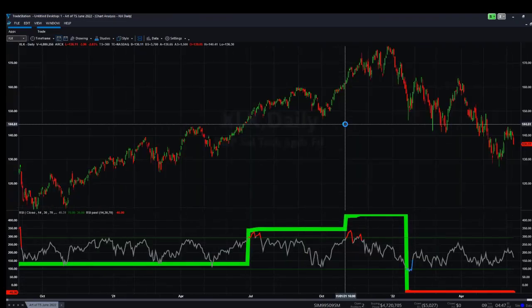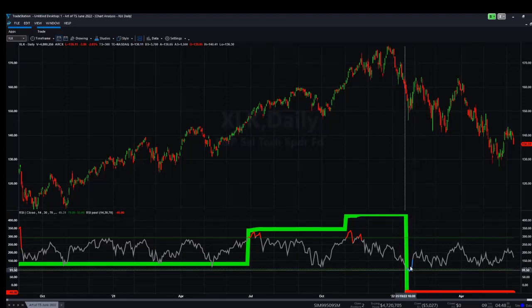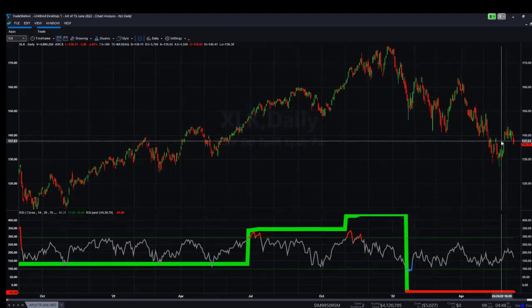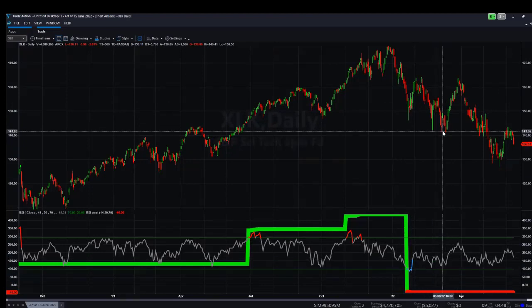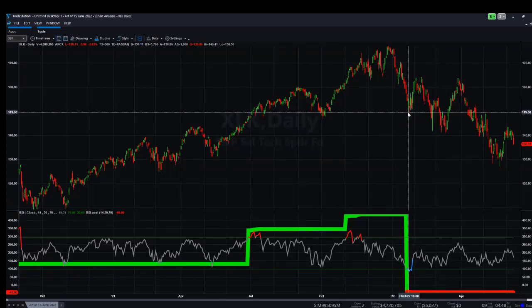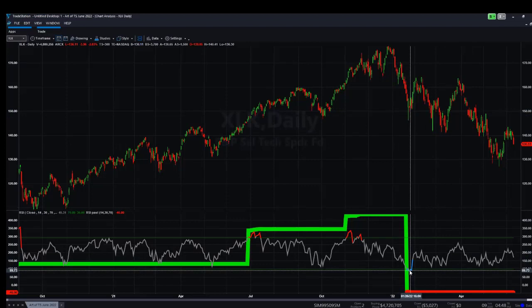XLK is a technology ETF. What's interesting about this is XLK dropped to an oversold reading back here in late January. And you'll notice that even if you bought that, you'd still be down from then. When something goes into an oversold condition on RSI, yeah, it might be a short-term bounce, but the key thing is that when things tend to stay weaker in RSI, it means that they're under distribution.